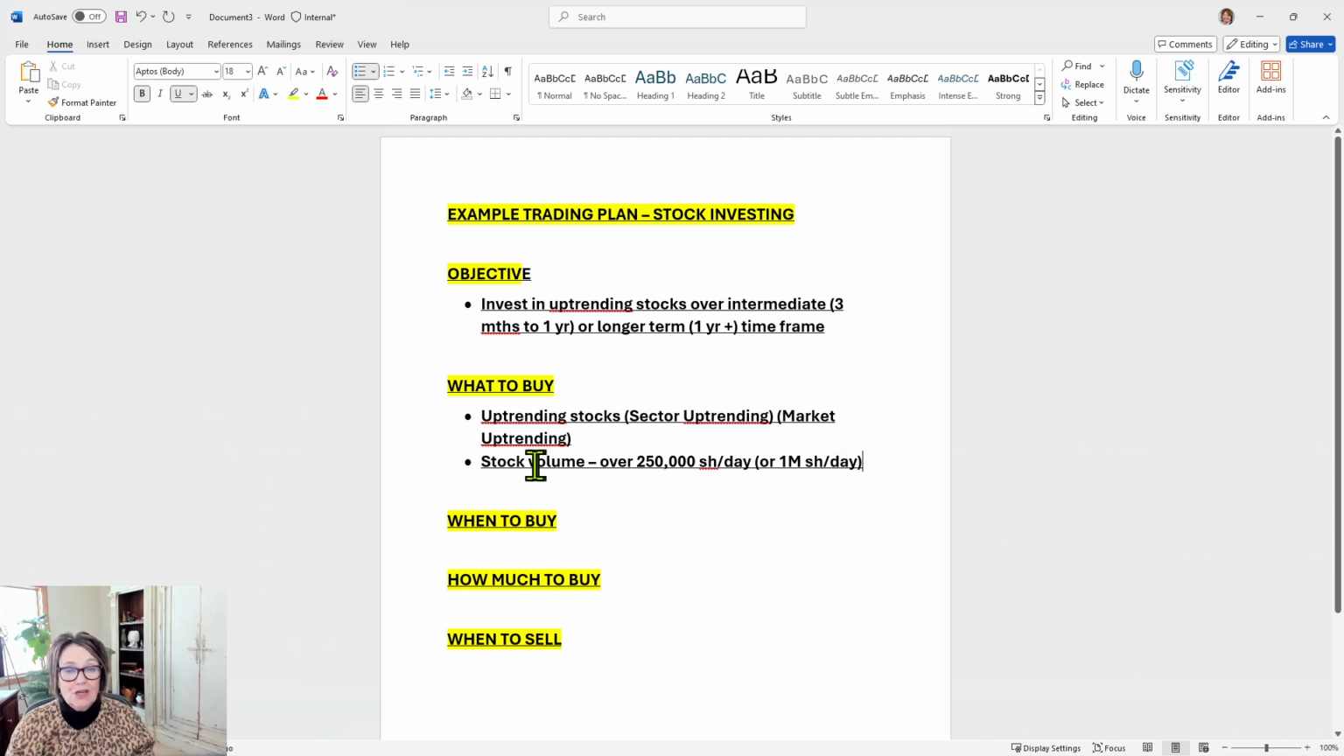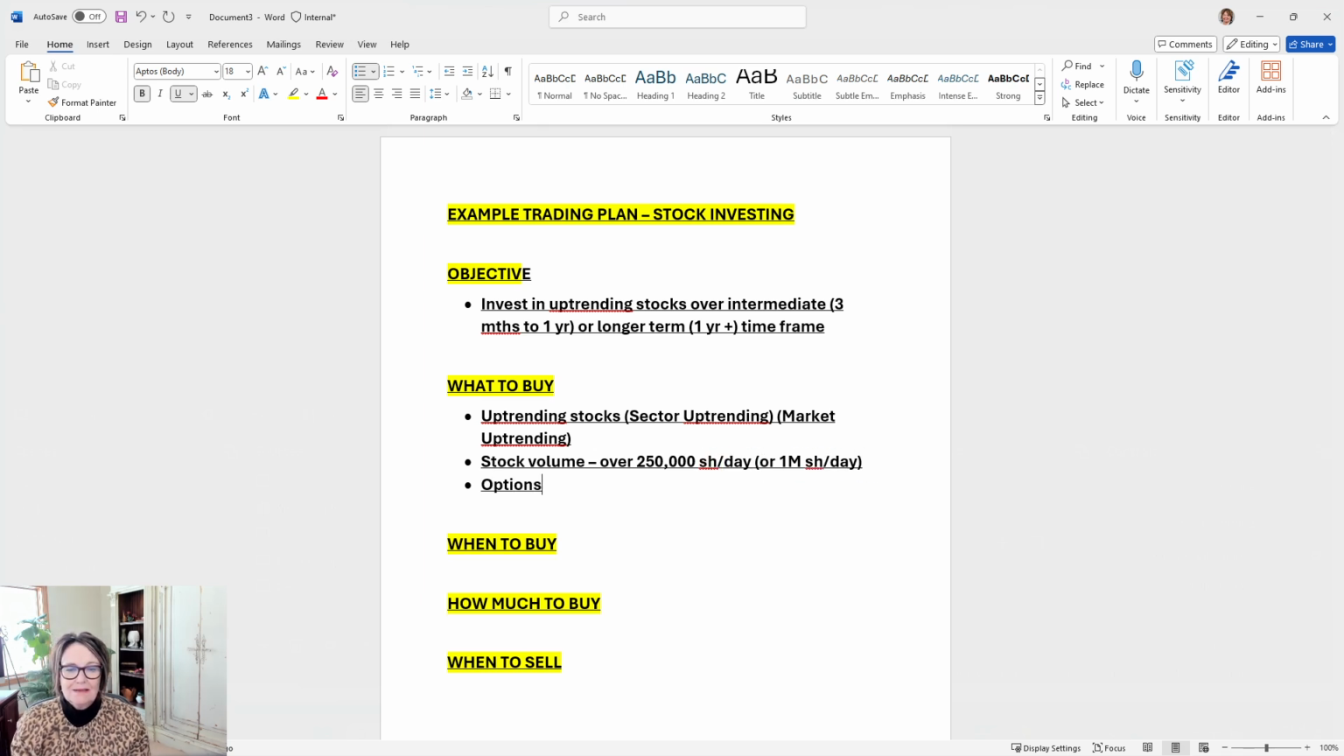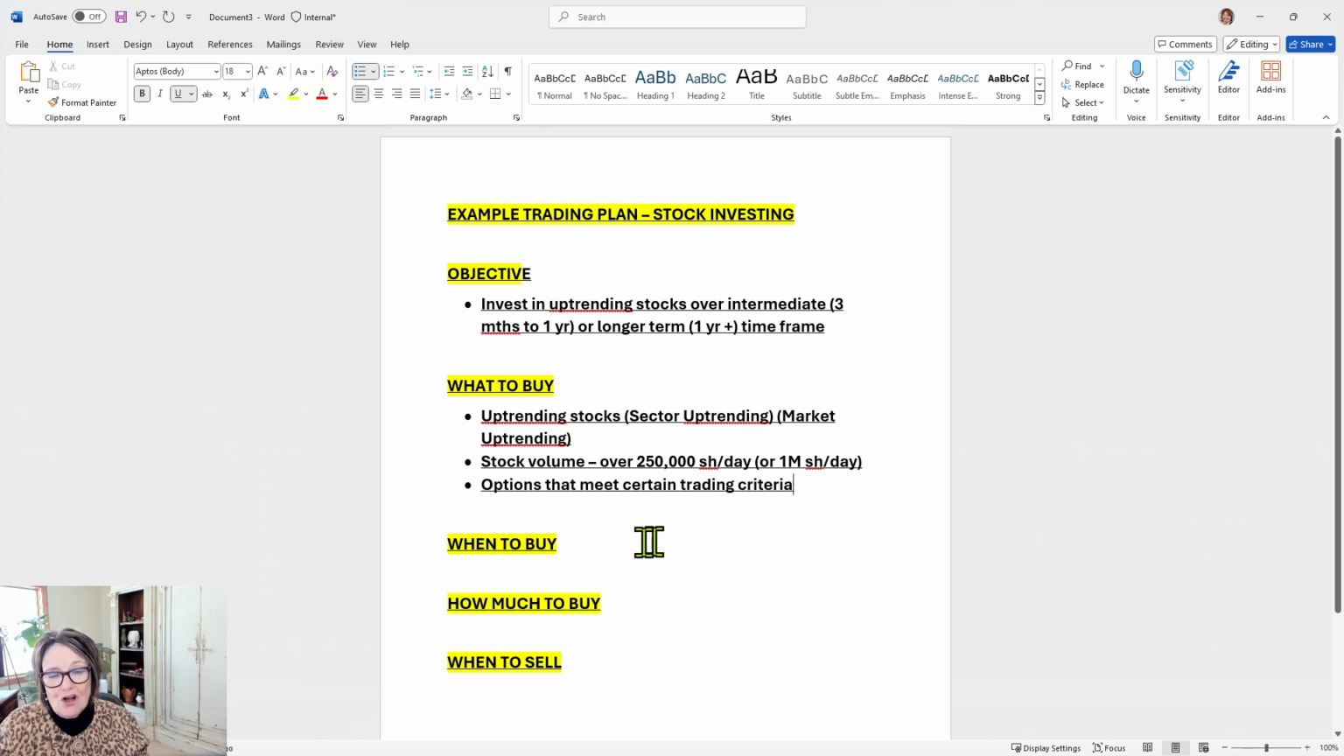Or they might say, I want something that has options that meet certain trading criteria. By that, I mean they may want a certain volume traded on the options if they want to position themselves to be able to sell a covered call or buy a protective put. And this is kind of an optional component. This is your trading plan. This is just a shell, so you can make the components whatever you want.